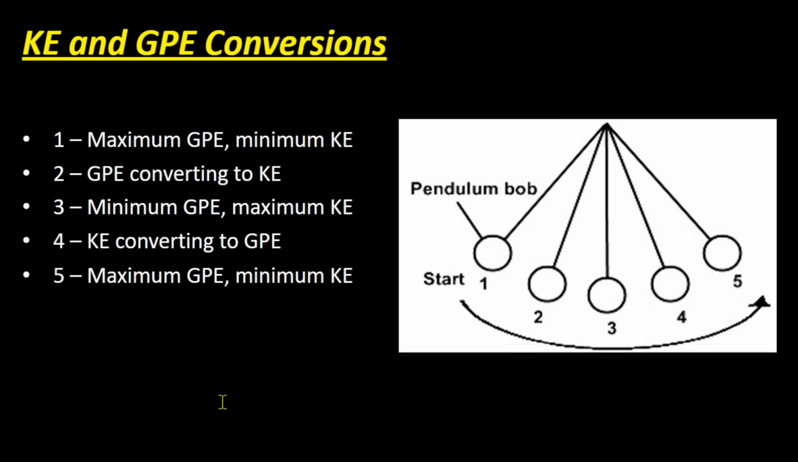Here we have a pendulum, and we just have to note how kinetic energy and potential energy changes as a pendulum swings. At positions 1 and 5, we could see that they are at its highest. So this would have the maximum gravitational potential, but also the least kinetic energy. At position 2, gravitational potential is converted to kinetic. At position 3, it is at the lowest height, so this would have the least gravitational potential. And the highest kinetic is basically swinging its fastest at 3. At 4, that kinetic energy is converting back to gravitational potential as it's swinging up.